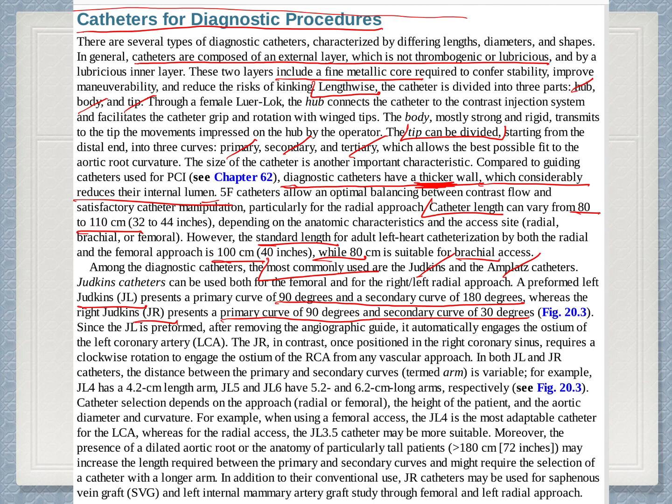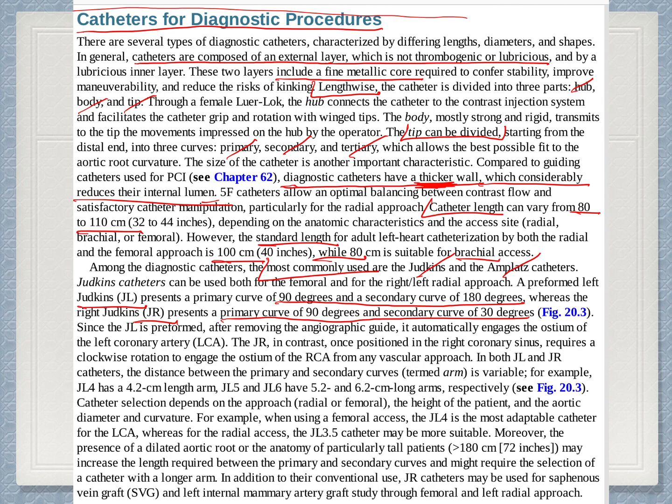They are in general composed of an external layer which is not thrombogenic and is lubricious, and inside we can find a fine metallic core which gives it stability, improves maneuverability, and reduces kinking. Lengthwise, there is a hub, a body, and a tip. The tip can be divided into different curvatures: the primary, secondary, and tertiary, from proximal to distal. Then the most proximal is the primary one.